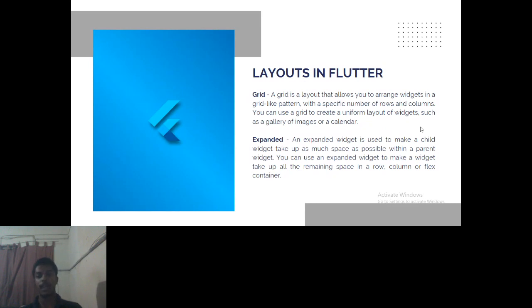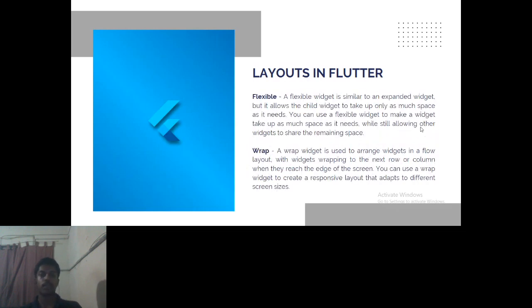You can use an expanded widget to make use of space in a row or column. This expanded widget is mainly used to fill the remaining space in the row, column, or a flex container. Next, what is flexible?